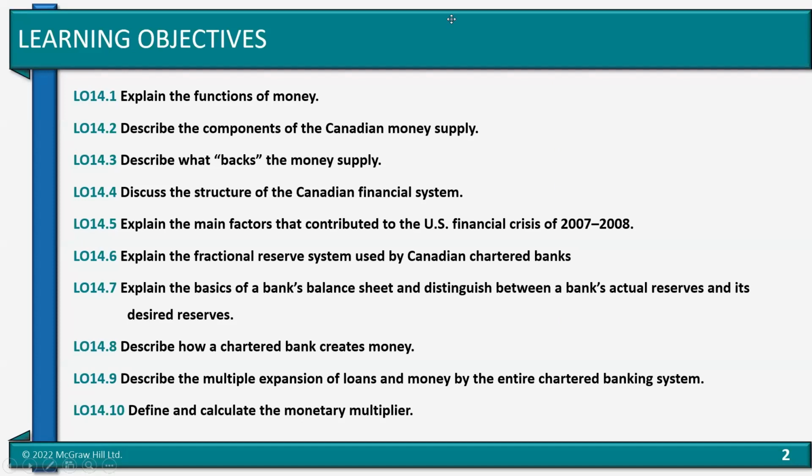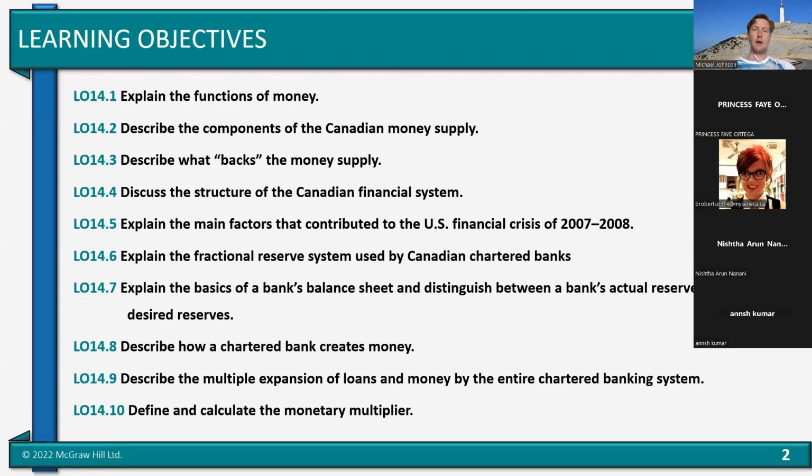So just explain the functions of money will be what we go through. Describe the components of the Canadian money supply. Describe what backs the money supply. Discuss the structure of the Canadian financial system. Explain the main factors that contributed to the U.S. financial crisis of 2007-2008. Explain the fractional reserve system used by Canadian charter banks.